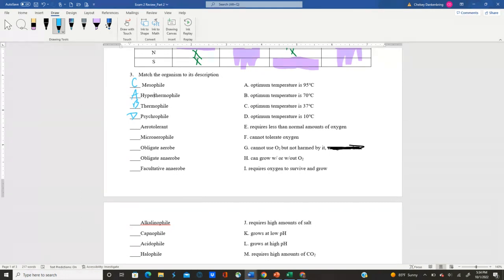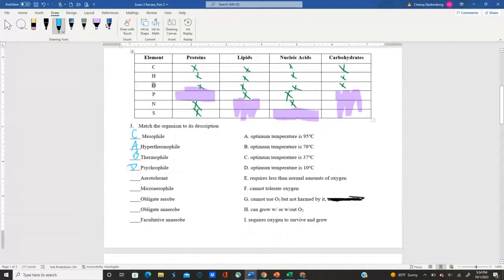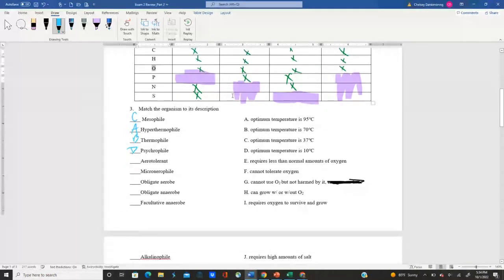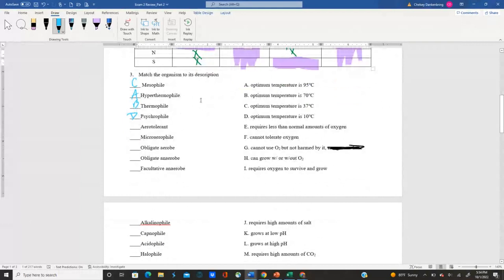Yeah, our oxygen requirement. So remember, when we talk about oxygen, we're not talking about this single oxygen that you find in these macromolecules. We're talking about O2, atmospheric oxygen. All right, so I haven't even looked at these. All right, which one is aerotolerant?